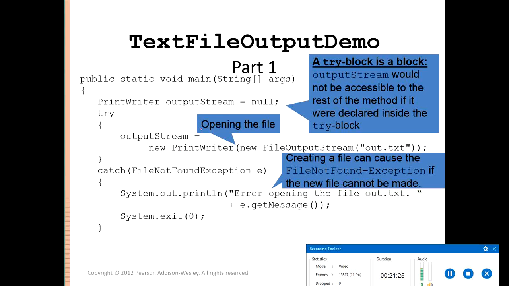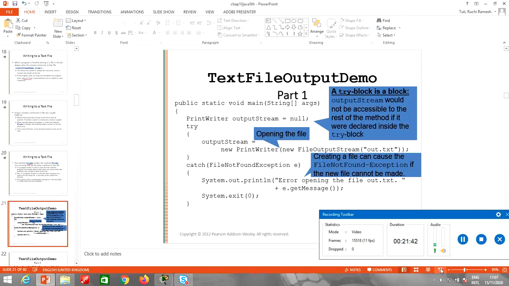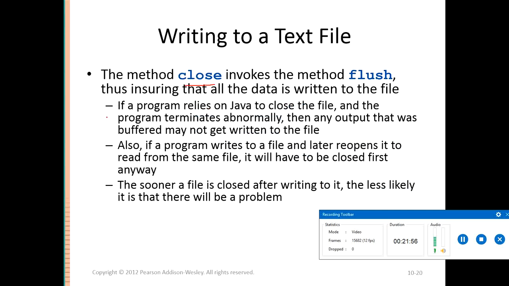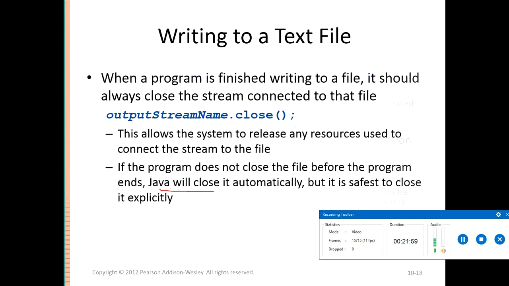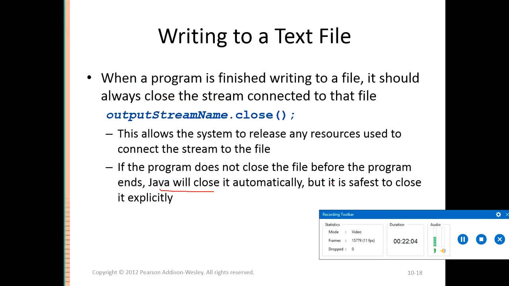Alright, so we have a program over here. I'm going to do the demo of this program also. If you see over here, we have created the object of the printWriter class and initialized it to null before the start of the try block. This is what I mentioned in one of the slides. The printWriter object should be declared outside the block and initialized to null.